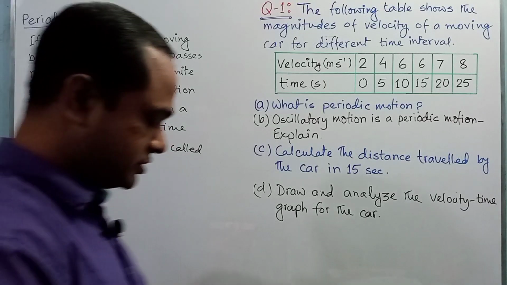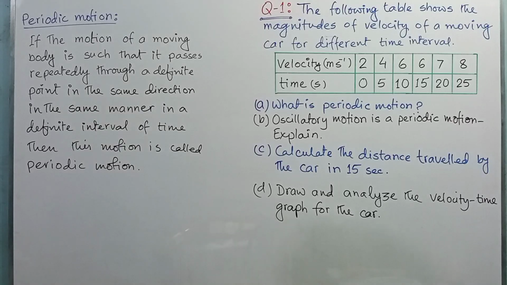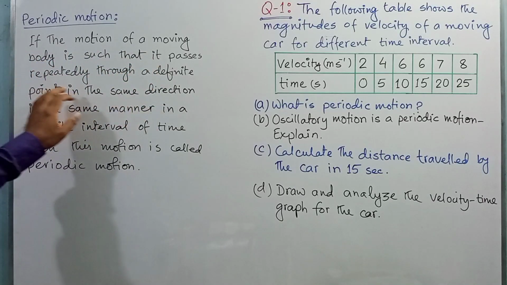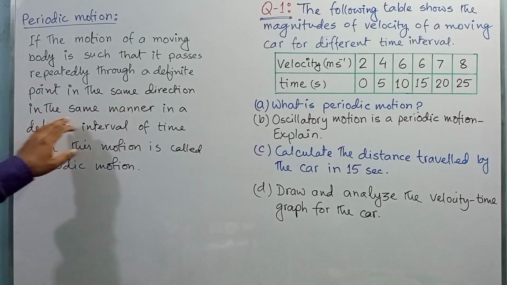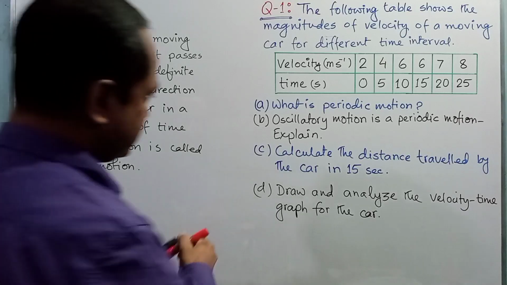So, dear student, first we have to give the definition of periodic motion. You know what periodic motion is. The definition says that if the motion of a moving body is such that it passes repeatedly through a definite point in the same direction in the same manner in a definite interval of time, then this type of motion is called periodic motion. Right? I hope you got it.